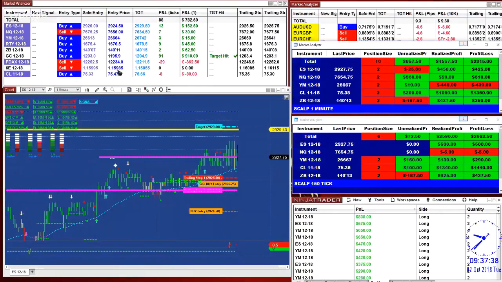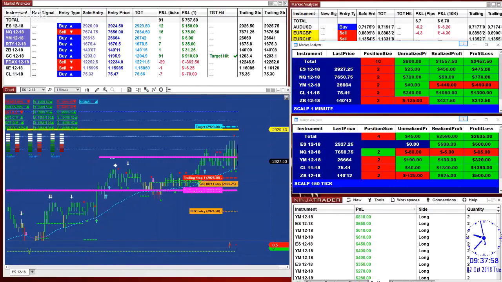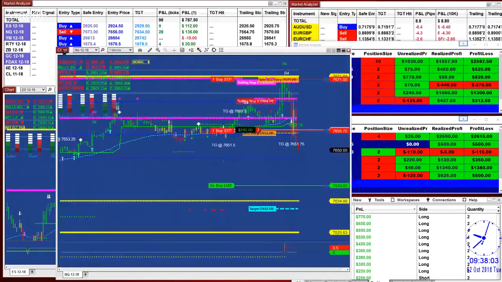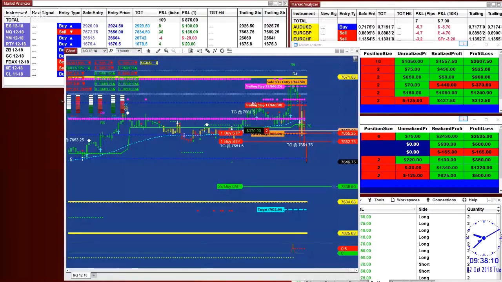I just saw it. The system comes with a sound, but I hate sound all day long, so I have it off. The entry on the 6E is 59.85, and 58.50 is your target. On the NASDAQ, that's why I knew it was going to come to a new signal, we're going to take the NASDAQ on the new signal, and then we follow that one.